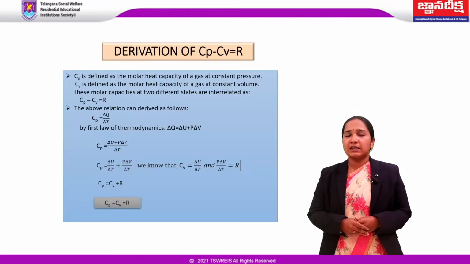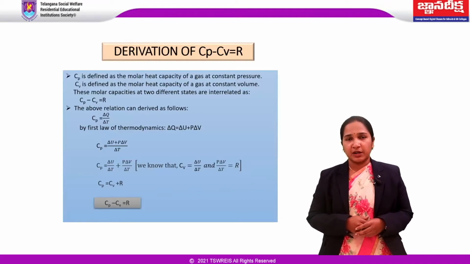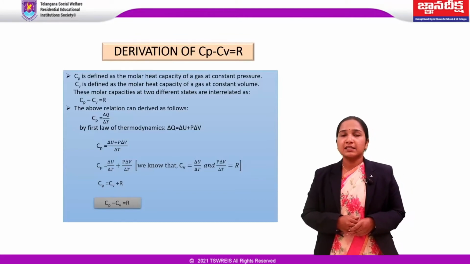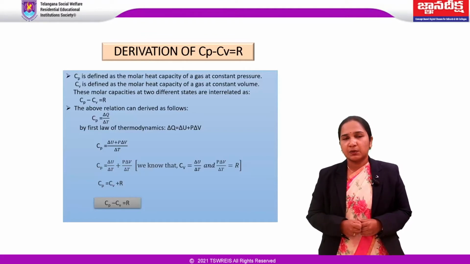As we know, the molar heat capacity at constant pressure, Cp, is equal to delta Q by delta T. But according to the first law of thermodynamics, delta Q is equal to delta U plus P delta V. So if we substitute this delta Q in Cp, Cp is equal to delta U plus P delta V by delta T. Separating the terms and substituting Cv and R in the related terms, we get Cp minus Cv is equal to R.